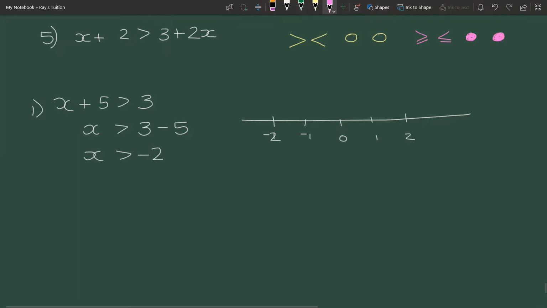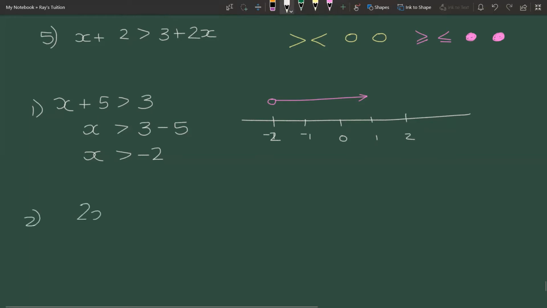Okay, so this one here is greater than negative 2. So we're going to look at negative 2. It's a strict inequality, so we're going to have an open dot at negative 2. And it is greater than it, so we're going to go to the right-hand side. And we just draw an arrow because we just have that it's greater than. Let's have a look at another example.